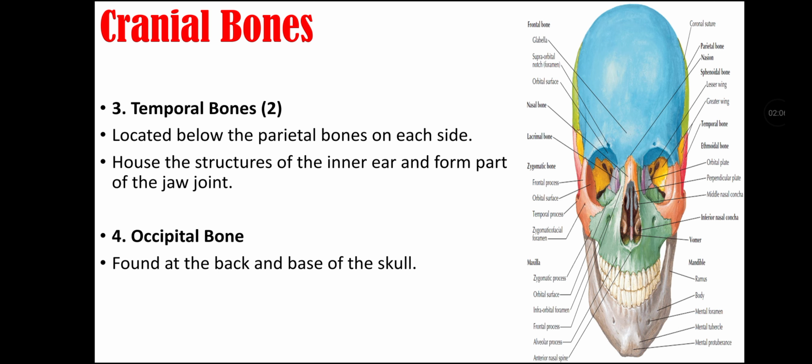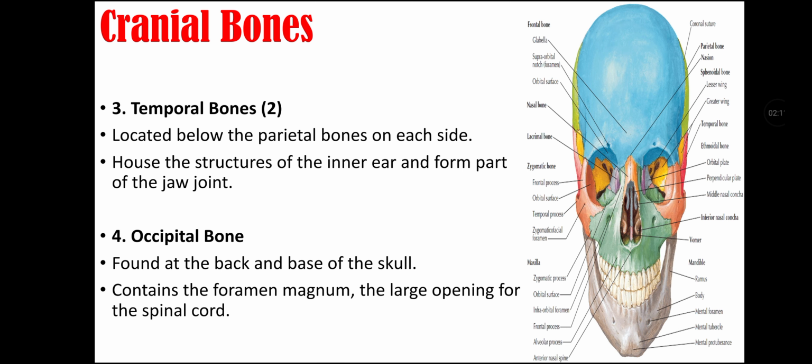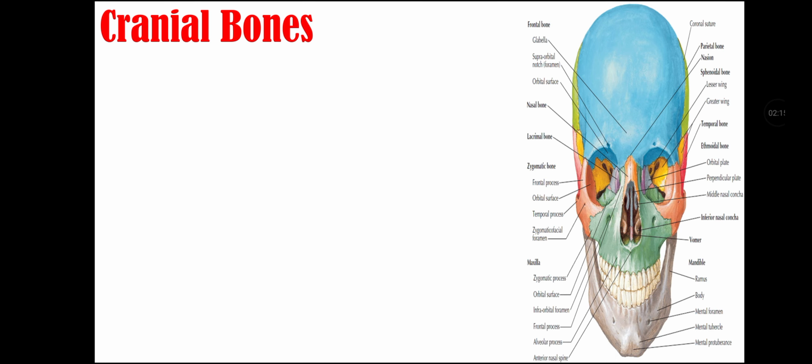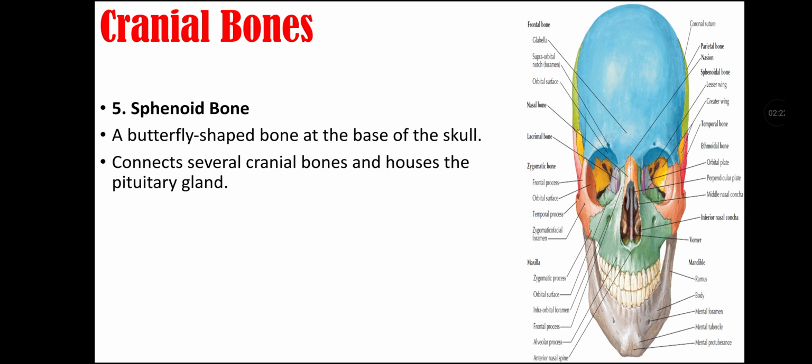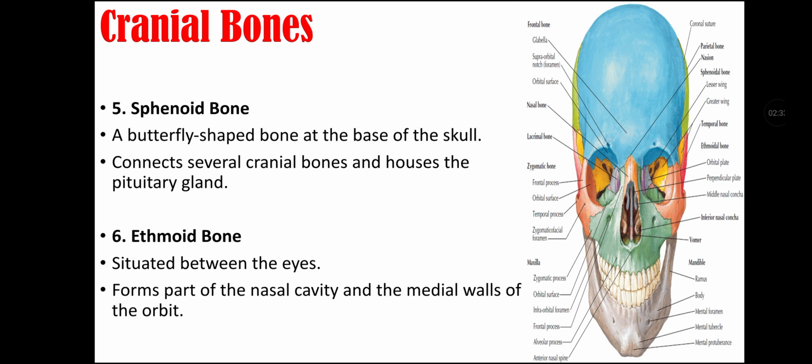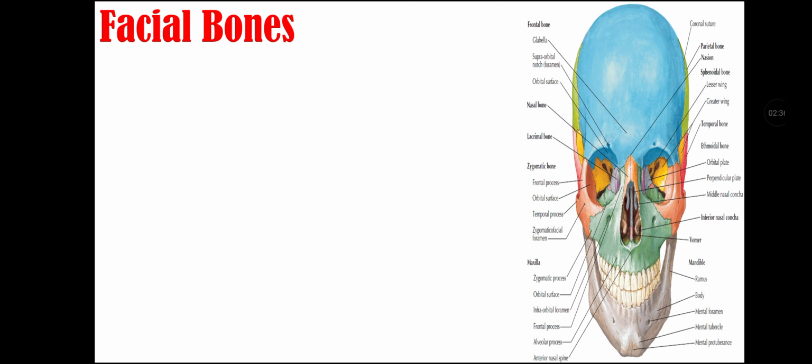Fourth bone is occipital bone. It is found at the back and base of skull. It contains the foramen magnum, that is a large opening for spinal cord. Next cranial bone we have is sphenoid bone. It is a butterfly shaped bone at the base of skull. It connects several cranial bones and houses the pituitary gland. Sixth cranial bone is ethmoid bone. It is unpaired bone. It is situated between the eyes and it forms part of nasal cavity and medial wall of the orbit. Now we will talk about facial bones.